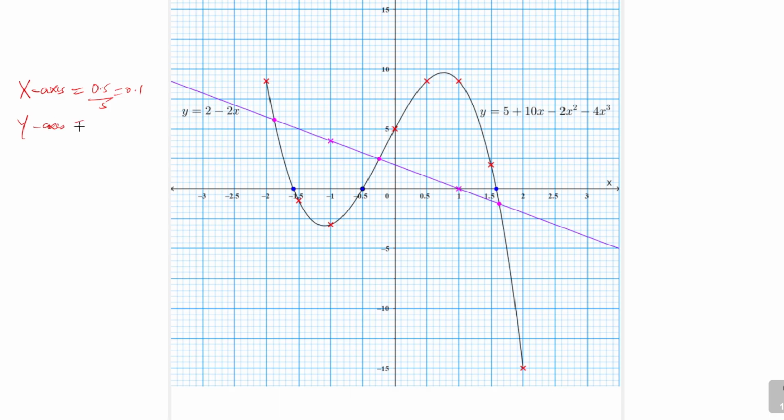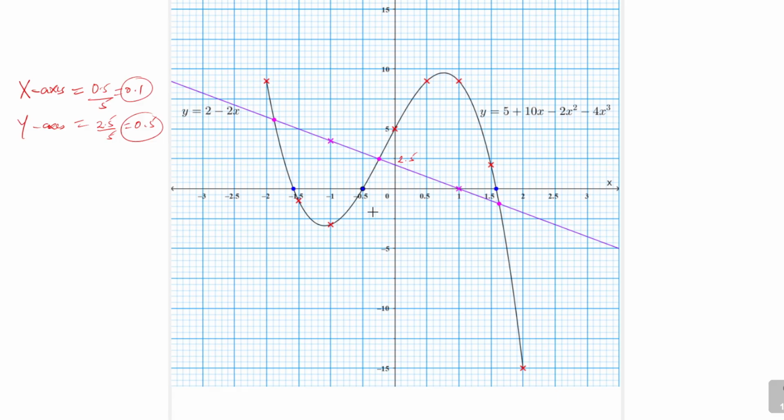Then on the y-axis, we said 2 centimeters represent 5. So that means 1 centimeter will represent 2.5. Within that there are 5 small squares, so each will give 0.5. This is very important when you're plotting. You need to understand the size of one small square. Understanding the scale is the first thing, very important.